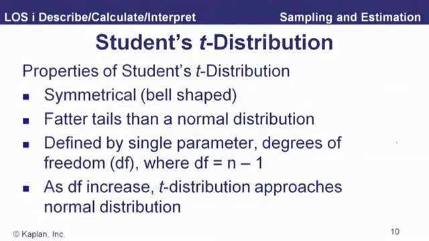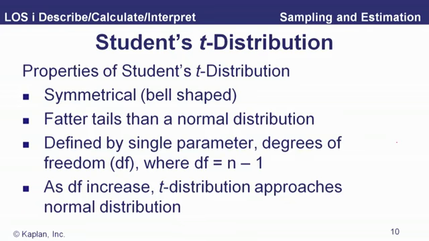Okay, so we've talked a lot about the normal distribution. The Student's t distribution, let's treat it as a variant of the normal distribution. It's got a parameter called degrees of freedom, and for all your Level 1 stuff, degrees of freedom are always n minus 1. So that'll change a little at Level 2, but we certainly don't have to worry about that yet. So degrees of freedom, n minus 1.